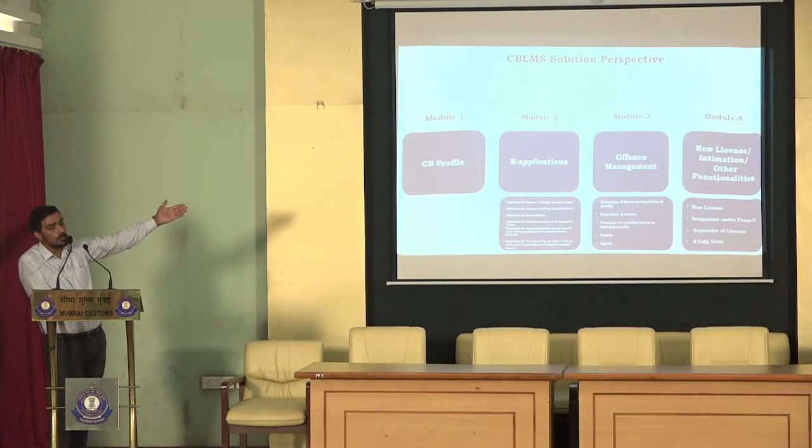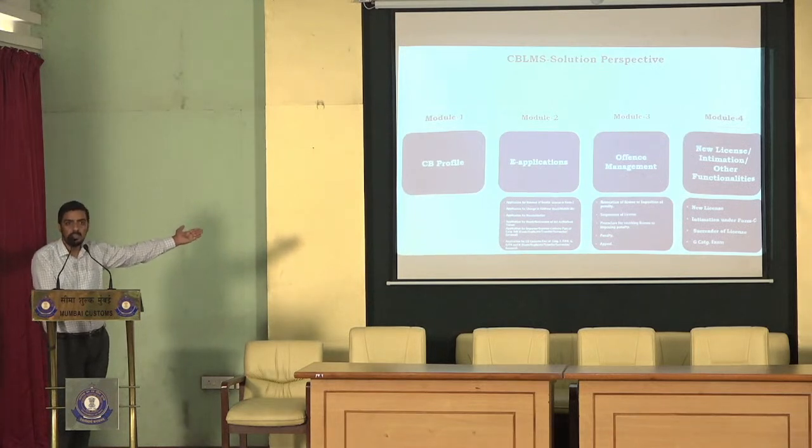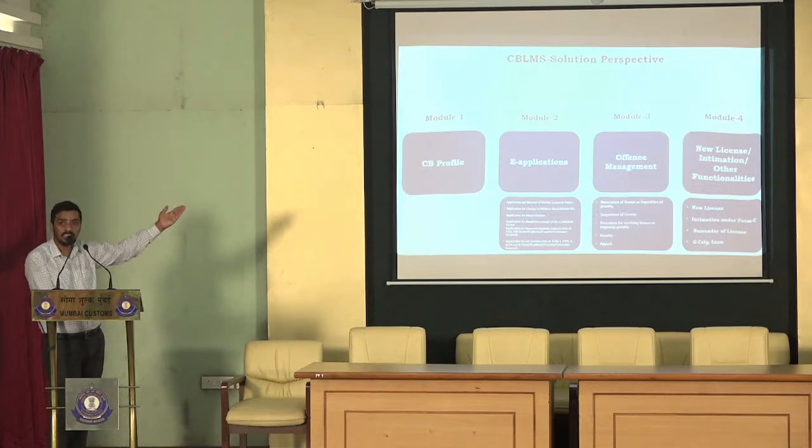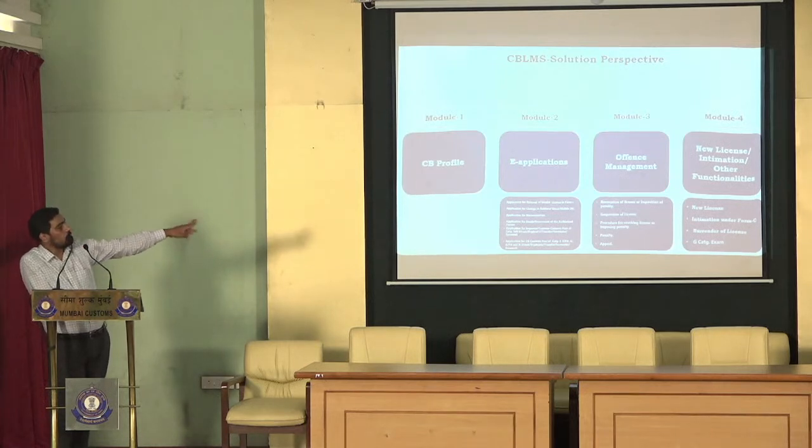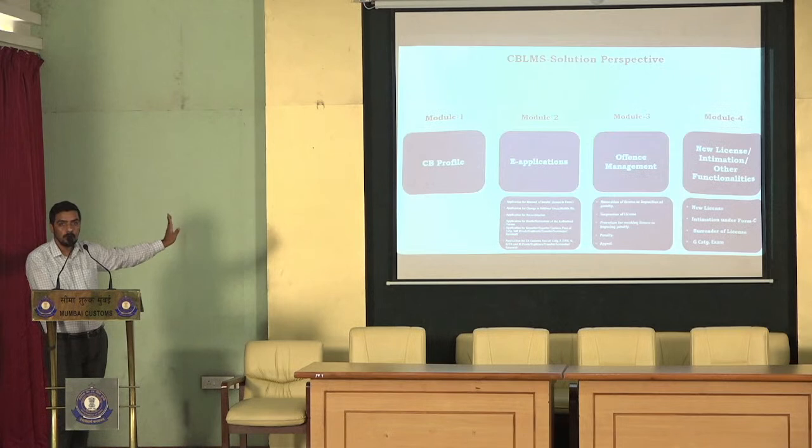The fourth module is your new license intimation and other functionalities if you wish to apply for a new license. These sort of things, new license intimation under Form C, say I believe it's 7.3. If you want to register under 7.3, you can process that form too. If you want to surrender your license, that can also be done via this portal. So all these things we are planning to launch under module 4. So these are the four steps.